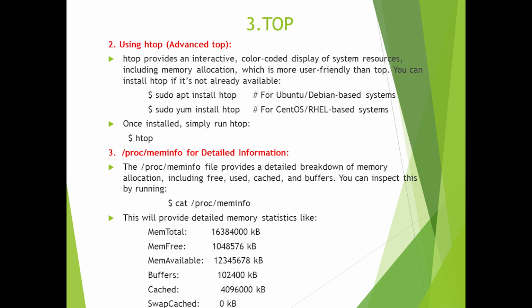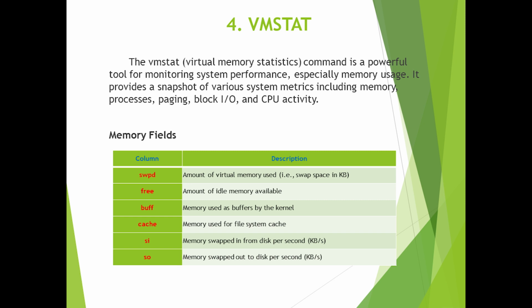That is also similar: used memory, free memory, total memory, swap memory. Meminfo will also provide the same information, like a detailed breakdown of memory allocation, including free, used, cache, buffer, swap cache, etc. The fourth one is vmstat.